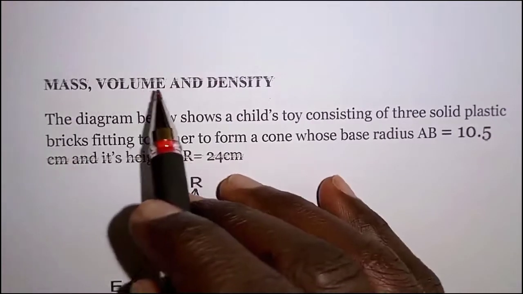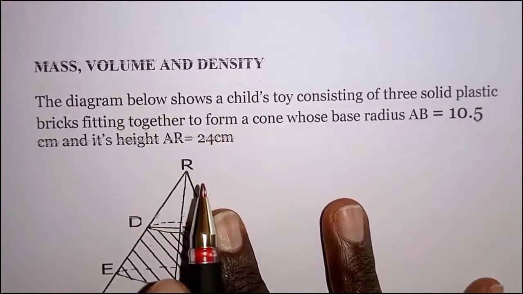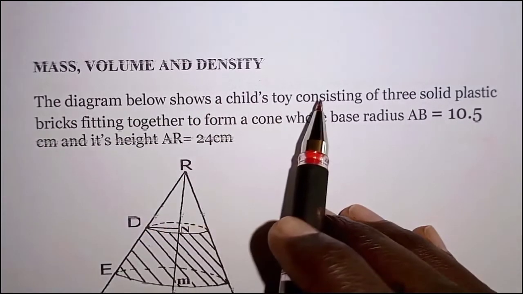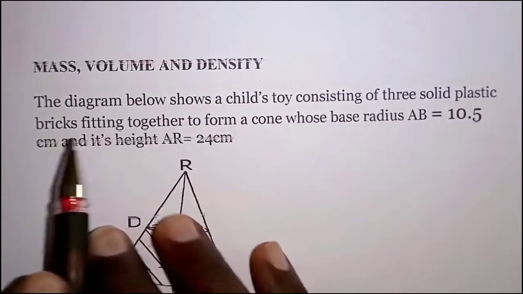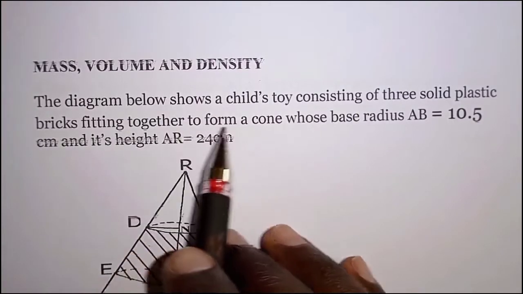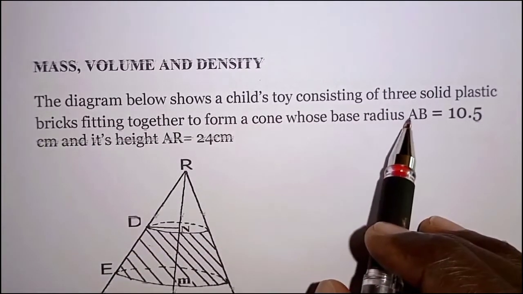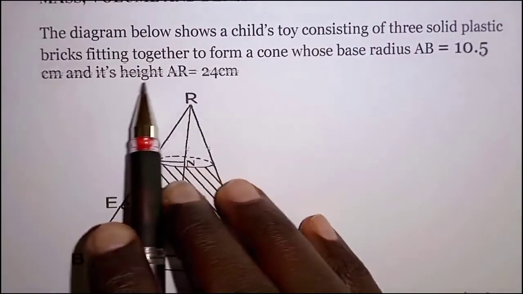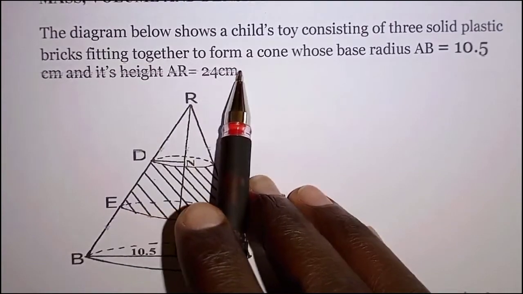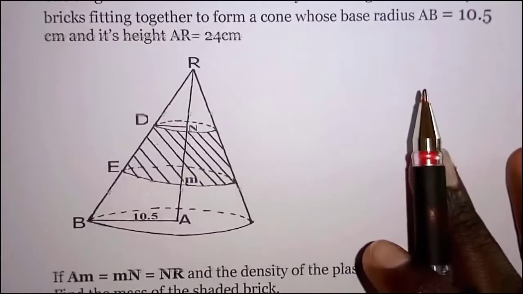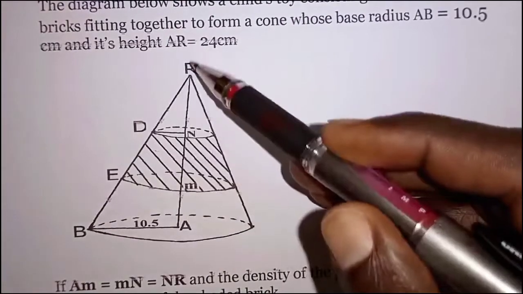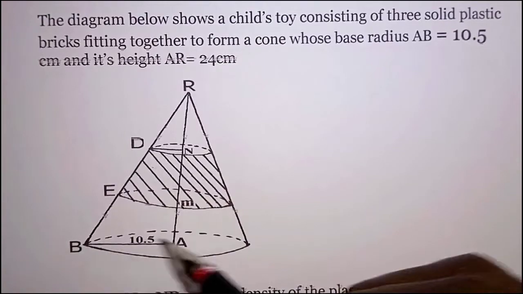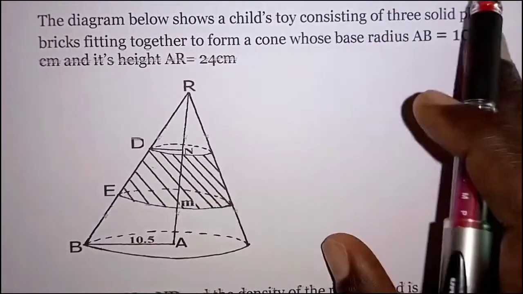Today's topic is mass, volume and density. The question we are tackling today reads: the diagram below shows a child's toy consisting of 3 solid plastic bricks fitting together to form a cone whose base radius AB is 10.5 and then its height is 24 centimeters. So the height is AR. So we have the diagram here. A up to R is 24 centimeters and then AB is 10.5.